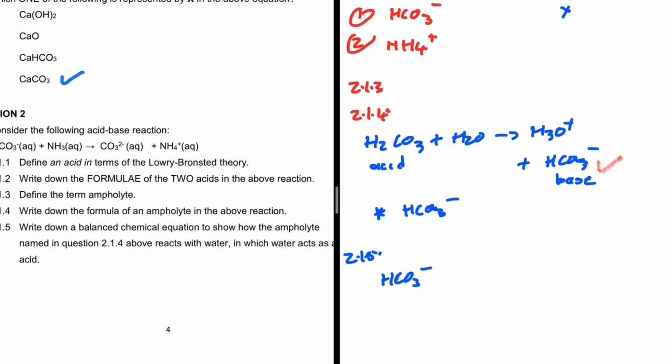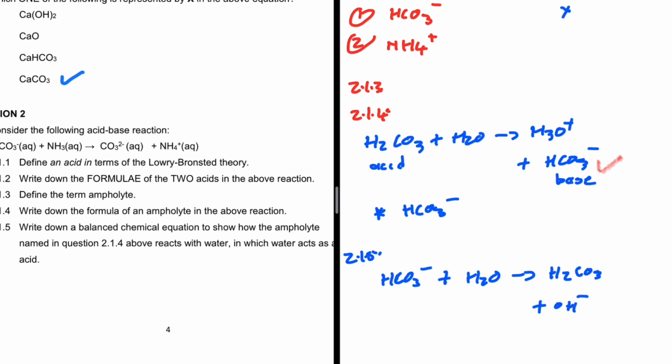HCO3 minus plus H2O. We are saying that we need water to act as an acid. So water needs to donate the proton, and HCO3 minus needs to therefore accept the proton. Okay, so we would have H2CO3 plus OH minus. Okay, let's take a look at this and see if all is well.